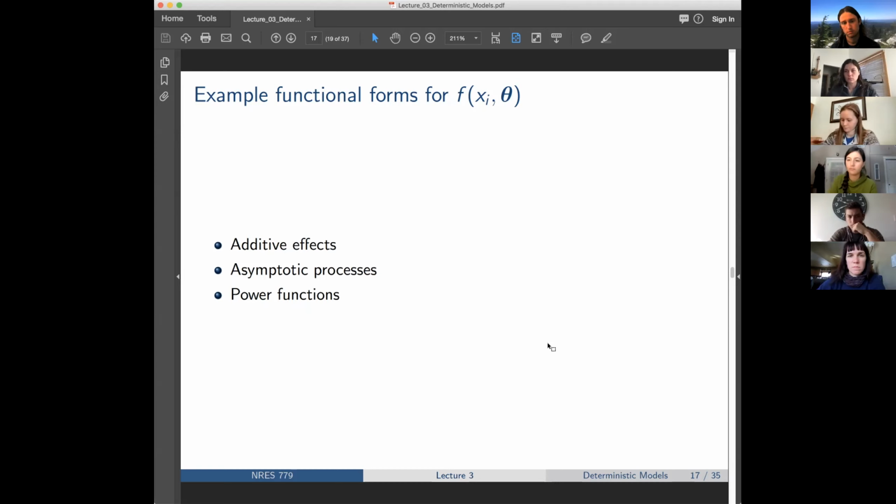And we'll talk about some of these at the end, some of your functions that fit into these broad categories of functions. So we have additive effects, asymptotic processes, and power functions. Additive effects would be like a linear model. How do we compare x to y, or how do we draw a line? Asymptotic processes is similar to logistic growth models, where there's this diminishing returns on our population size as x increases. And then power functions. We see power functions a lot, and they describe how things decay or increase.